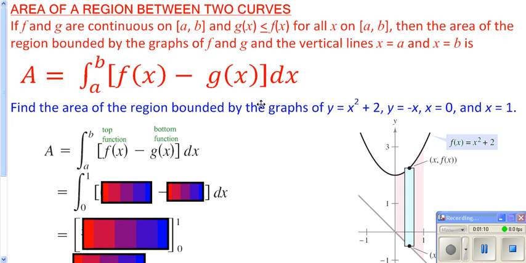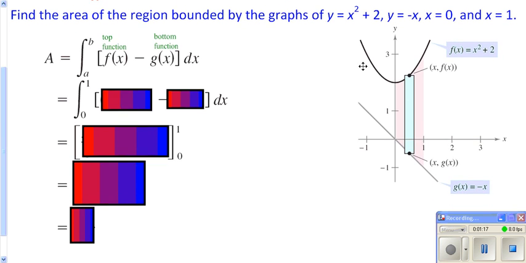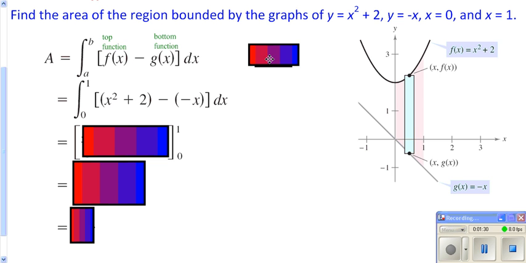So we need to go ahead and find the area between our two curves here. Here we have our top function being our parabola, our bottom function being the negative x. So we would need to take our top function minus our bottom function. Notice we're integrating here from 0 to 1 because you're asked to find your area between 0 and 1. So on your graph, that's the shaded pink area here.